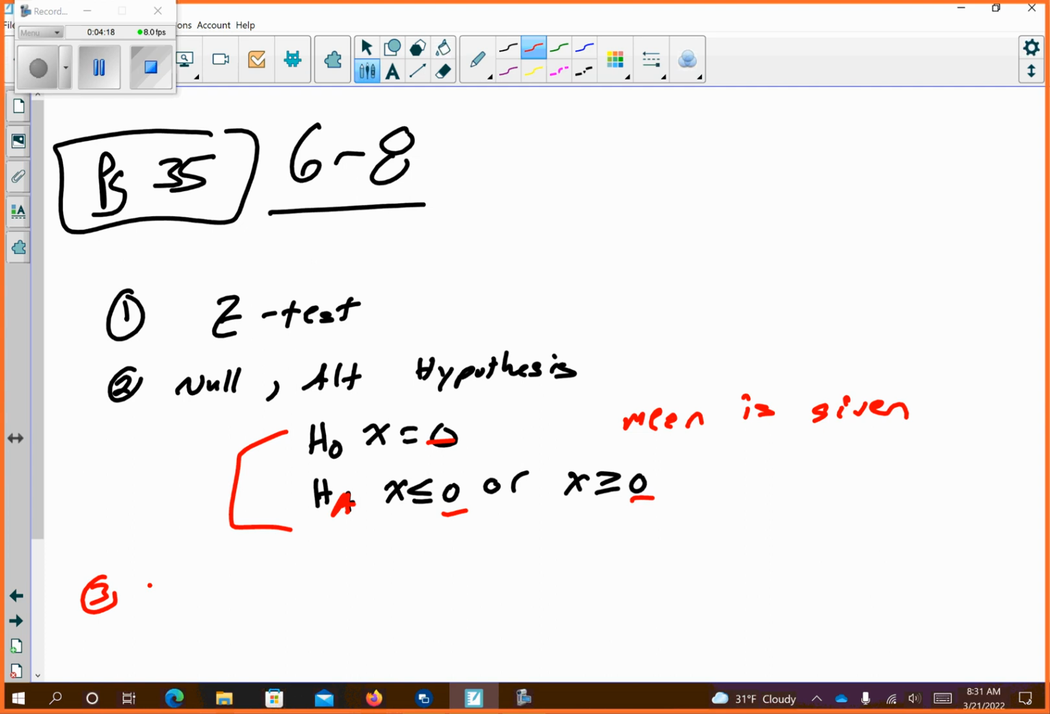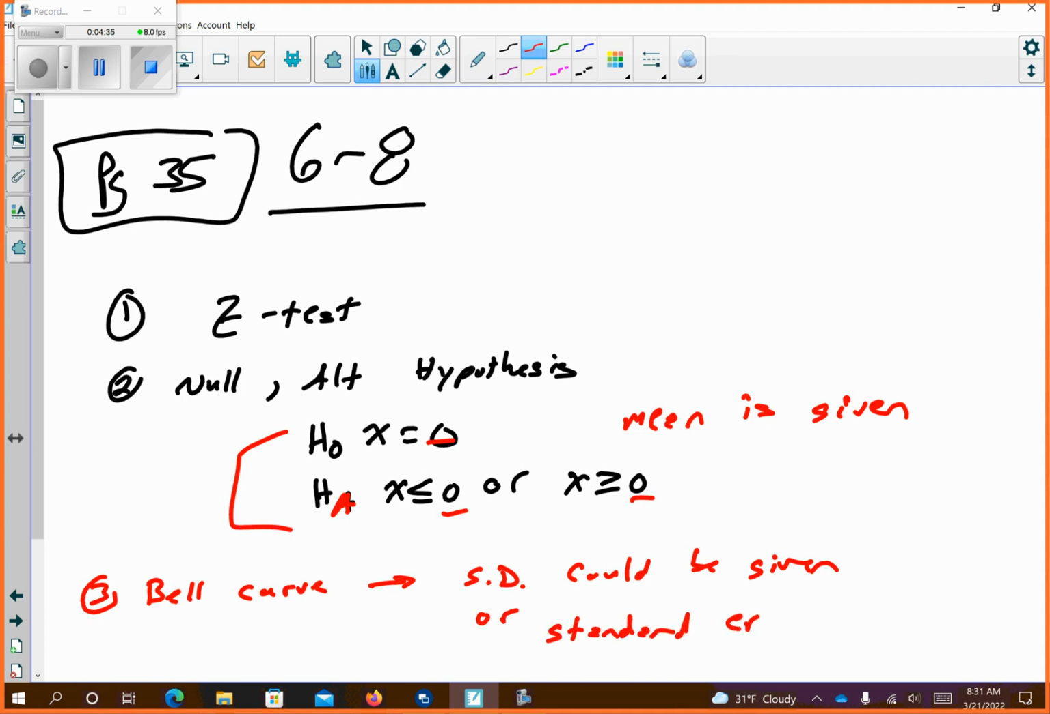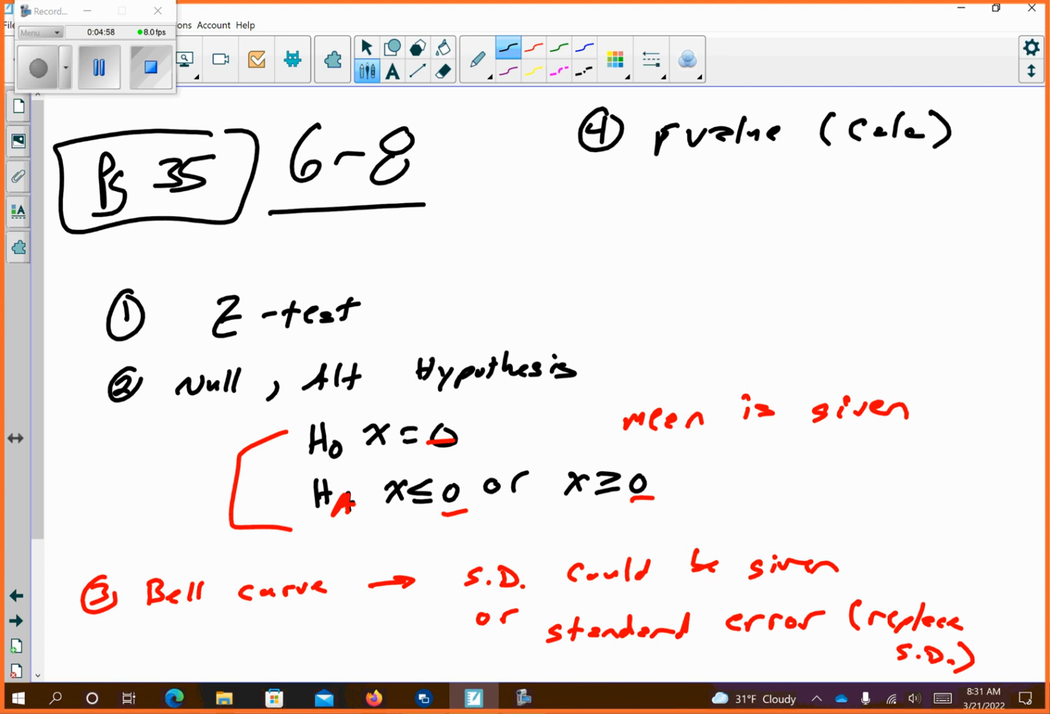Create the null hypothesis sampling distribution. So the third step is make your bell curve. Okay, so realize your standard deviation could be given, or you might have a standard error that you have to find, to go in place of standard deviation. Okay, so that's kind of the start of it. Fourth step is calculate the p-value. Okay, and so the p-value is basically your calculator. You're going to have to do that p-value for it.